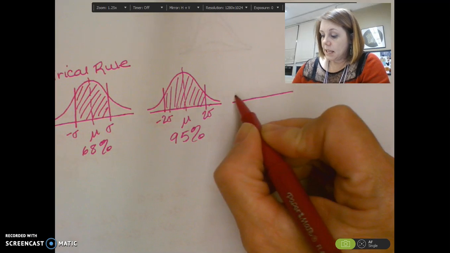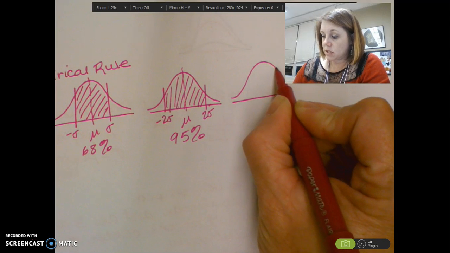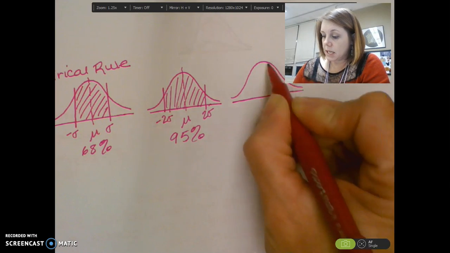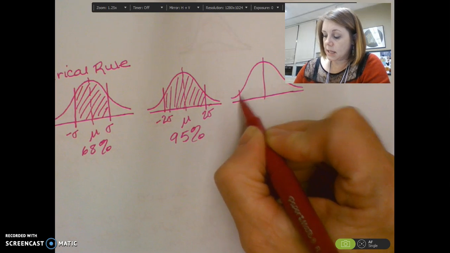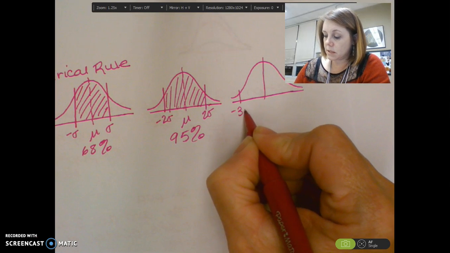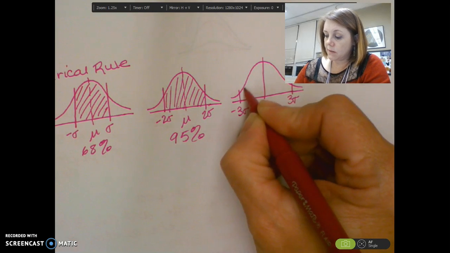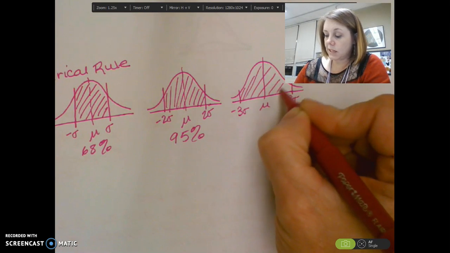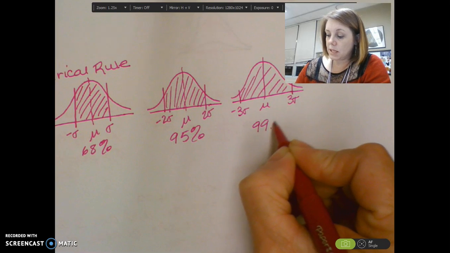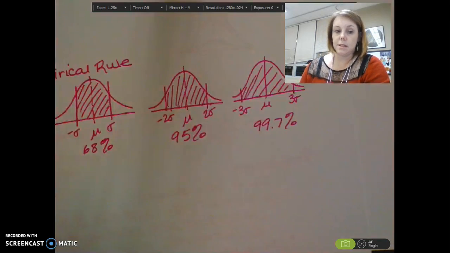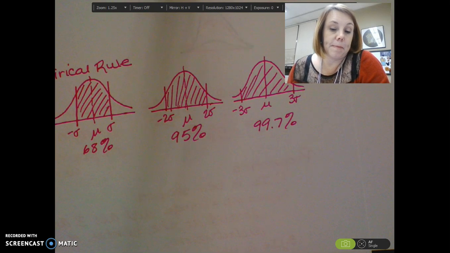And lastly, if we go out to 3 standard deviations above and below the mean, that area has to encompass an even larger portion of our data values, specifically 99.7%, which tells us that area as well. All right.